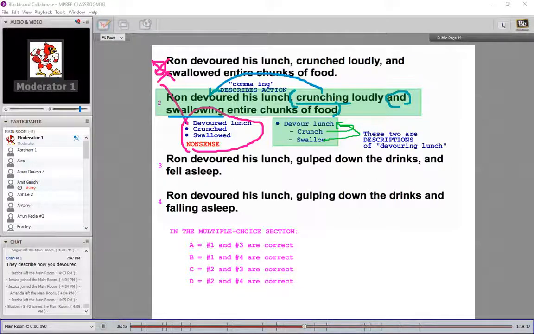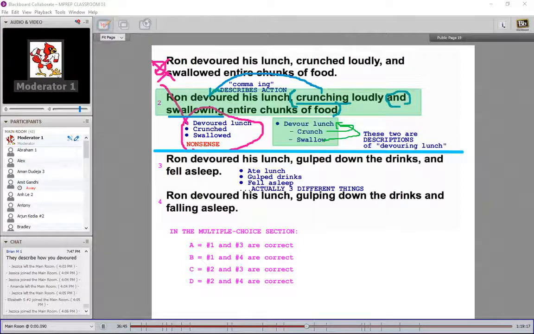As opposed to these two that are down here. These three things are genuinely different things. If you were going to bullet point this, these would actually get 3 bullets. Ate lunch, gulped drinks, fell asleep. These are actually 3 different things. So these 3 you actually want to all be parallel. Give me a smiley face, if that makes sense.